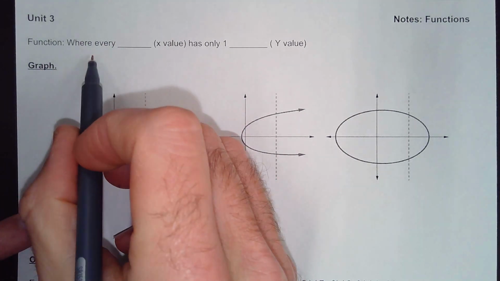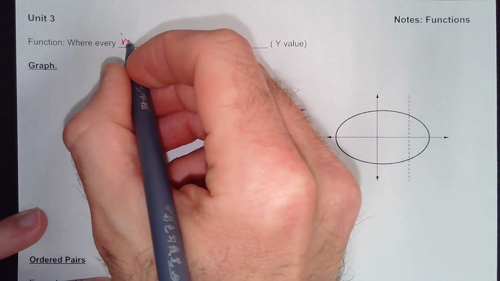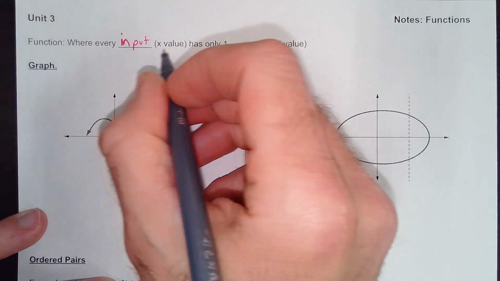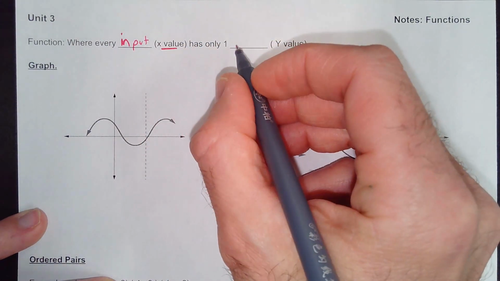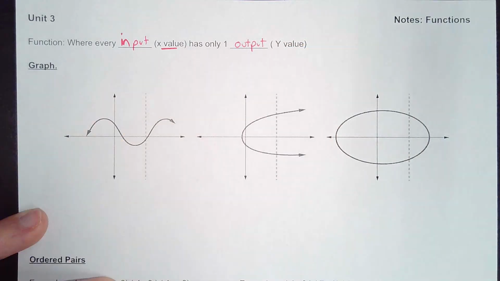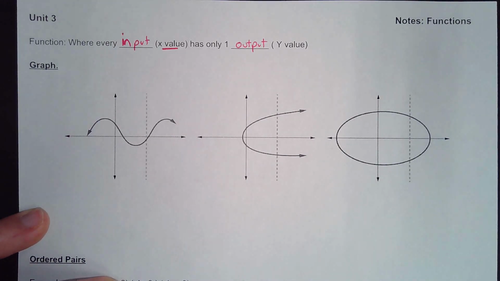Today we're going to talk about identifying functions. So first of all, here's a definition of a function where every input or x value has only one output or y value. So every x value can only have one y value.